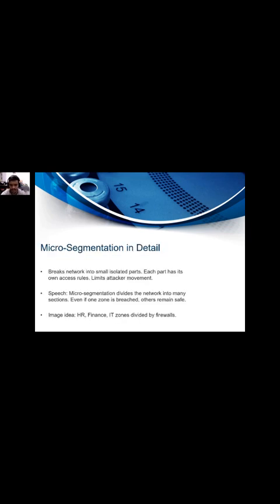Micro segmentation in detail. Micro segmentation is a key difference of zero trust. In a traditional network, once you are inside, you can usually access many systems, but zero trust divides the network into small isolated zones like HR, finance, IT, and development.